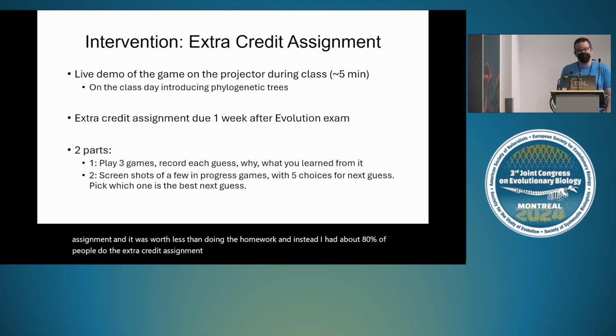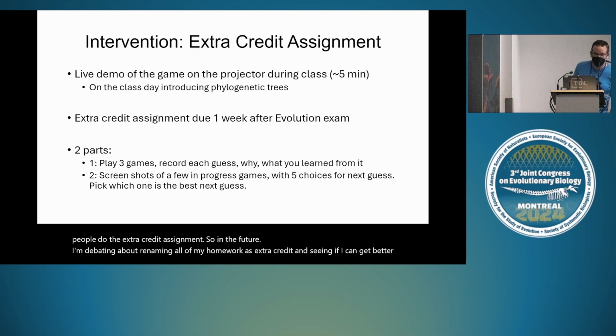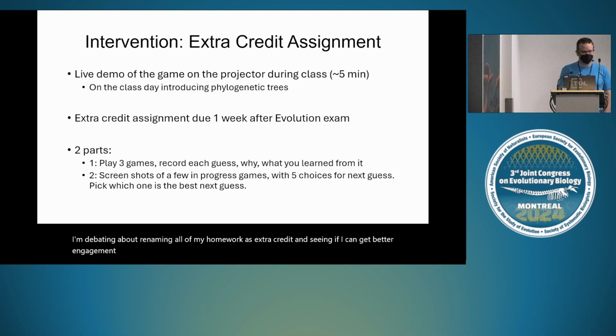So in the future, I'm debating about renaming all of my homework as extra credit and seeing if I can get better engagement. The extra credit assignment was due a week after the evolution exam. I did a live demo of this game in class on the day where we were introducing phylogenetic trees. And the assignment here, they had to play 3 games, record each guess in order, what they learned from it, and why they made that particular guess.